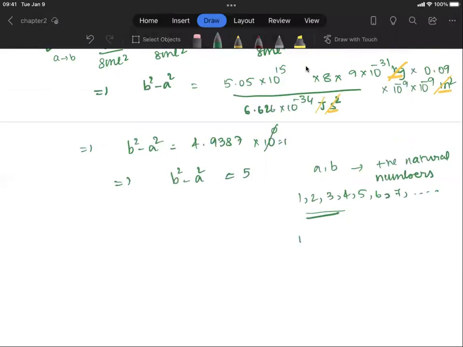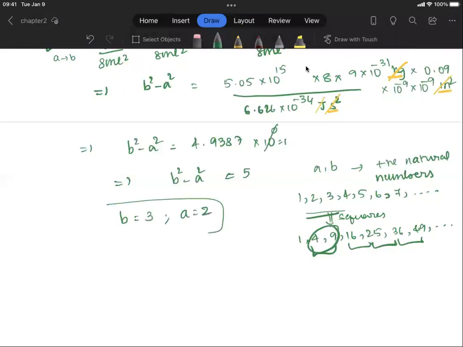So I'm just going to write the squares. That will be 1 squared is 1, 4, 9, 16, 25, 36, 49, and so on. So if you see, the difference here is definitely not 5, and the difference between these is 5, right? 9 minus 4 is 5. So we can say that the initial and final states are 2 and 3.